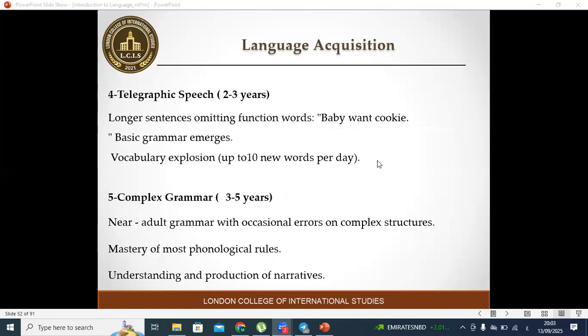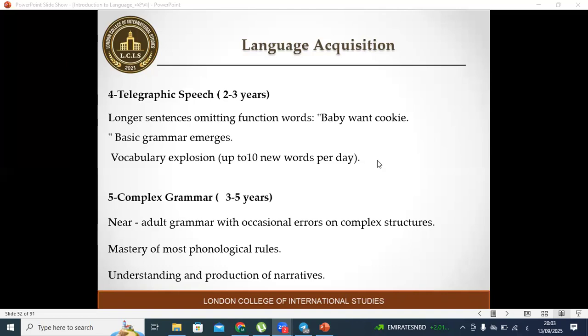The fourth stage, from 2 or 3 years, telegraphic speech. Longer sentences omitting function words. Baby want cookie. Basic grammar emerges, vocabulary explosion up to 10 new words per day.